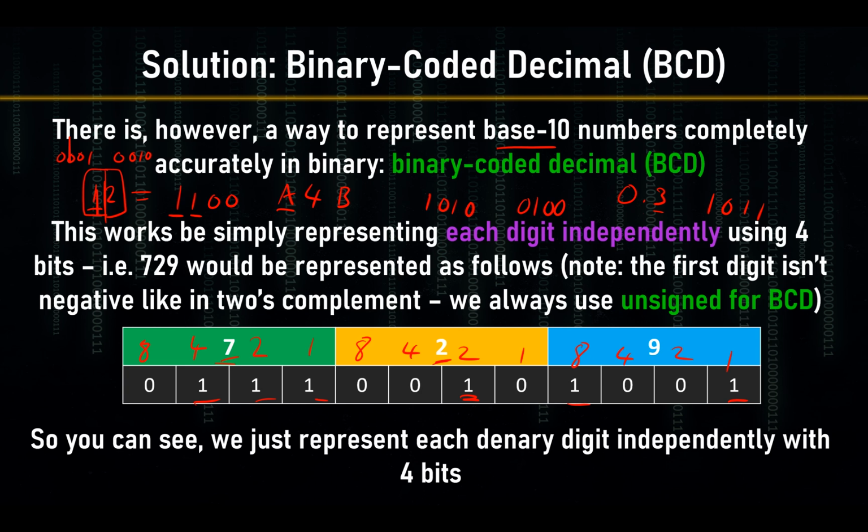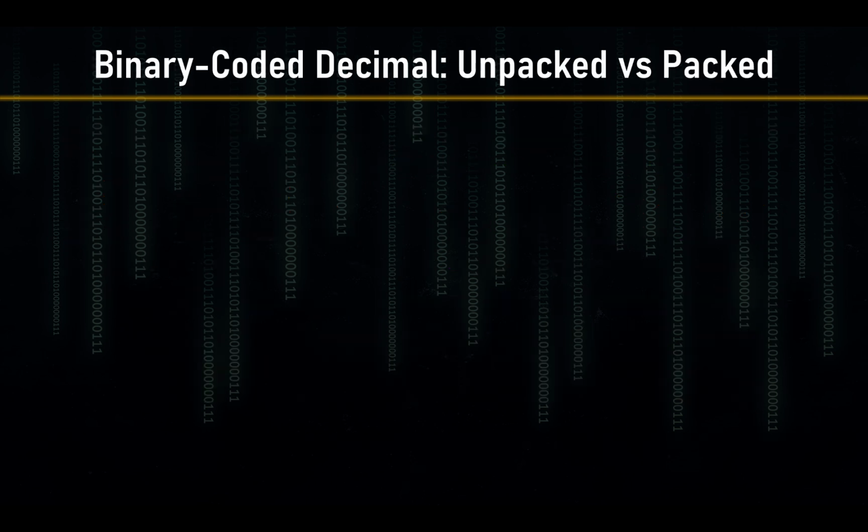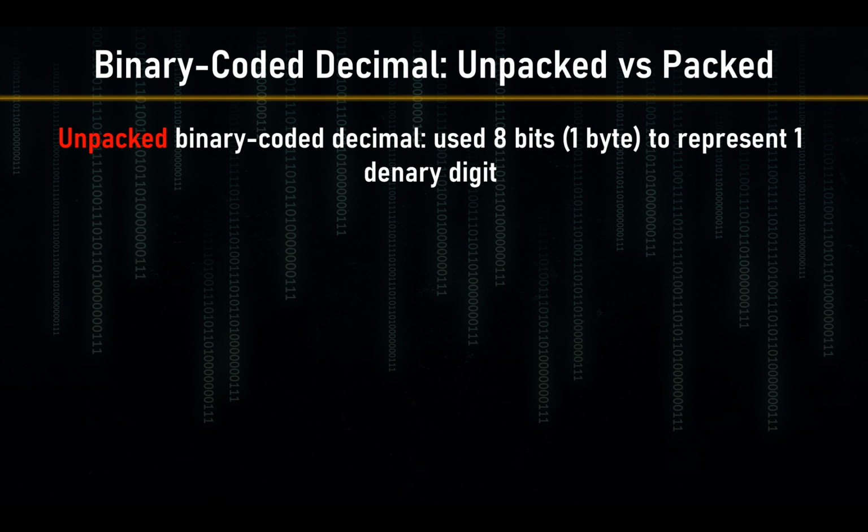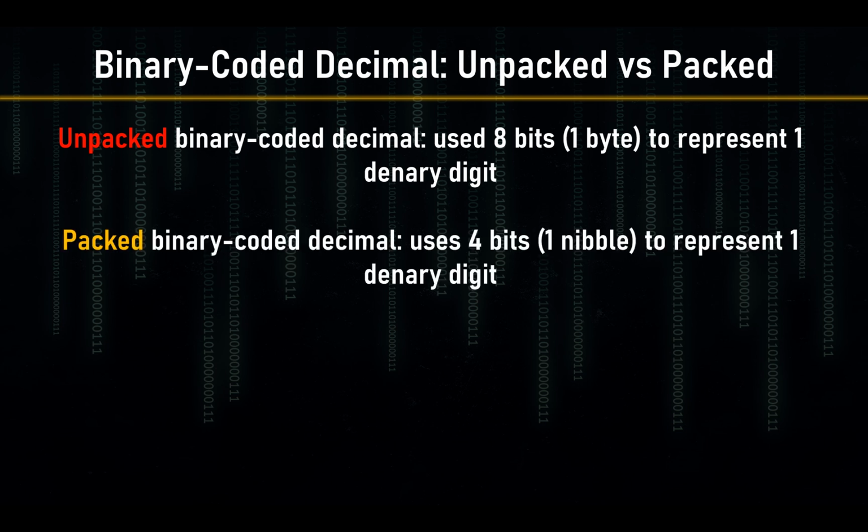We've mentioned that BCD represents each digit independently with 4 bits. There are two types. One is unpacked binary coded decimal, which uses 8 bits or 1 byte to represent 1 denary digit. Then there's packed binary coded decimal, which uses 4 bits, or 1 nibble, to represent 1 denary digit.